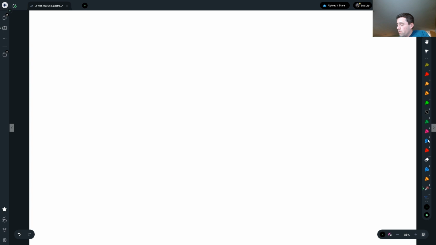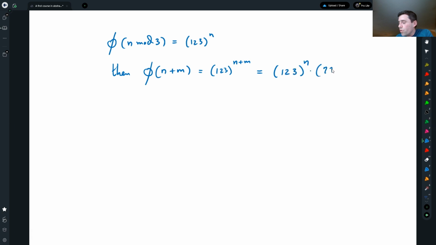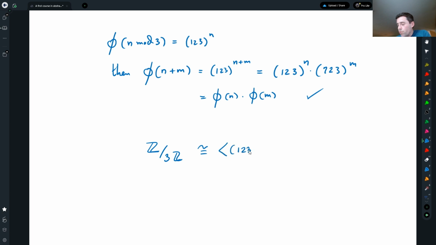And once I know that, if phi of n modulo 3 is (1 2 3) to the n, then what is phi of n plus m? That will be (1 2 3) to the n plus m, which is (1 2 3) to the n times (1 2 3) to the mth power, and that is phi of n times phi of m. So it preserves the structure, so it is a group isomorphism. So what we've seen is that Z modulo 3 is isomorphic to the subgroup generated by (1 2 3) in S3. So we have been able to see that a group is indeed a subgroup of a permutation group.